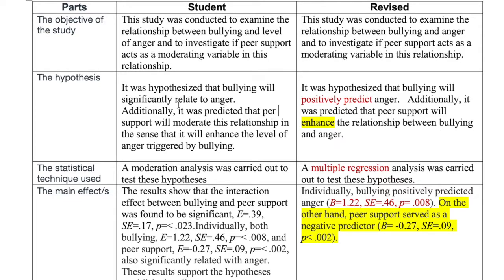Here, the student only specified that bullying will be related to anger. However, he did not specify the direction of the predictive relationship. So I've specified it here. And then I said, additionally, it was predicted that peer support will enhance the relationship between bullying and anger. So not only did I suggest that peer support will moderate, I also specified what kind of moderation I anticipate, and I anticipate an enhancing effect.